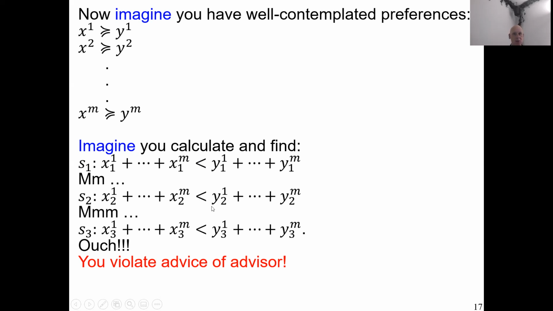So you have a contradiction. On the one hand, the sum of the x's should be preferred to the sum of the y's. On the other hand, the sum of the y's should be preferred to the sum of the x's. That cannot be. So you must be violating one of those conditions. But this is a very particular way of violating those conditions, a combination of monotonicity and additivity, and transitivity also.